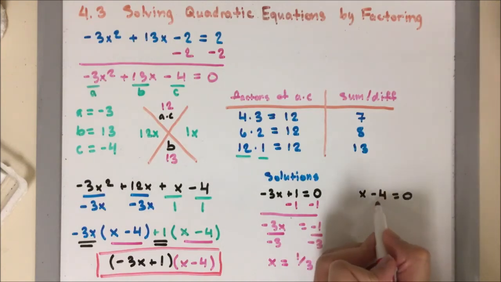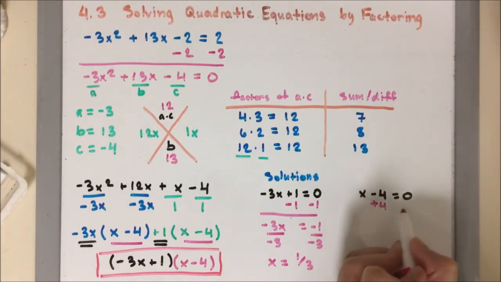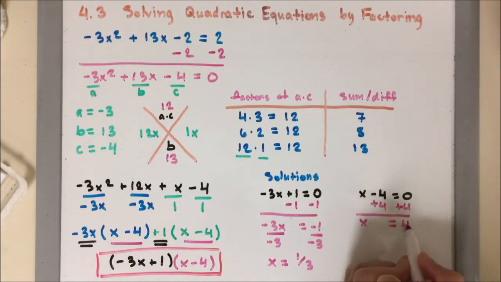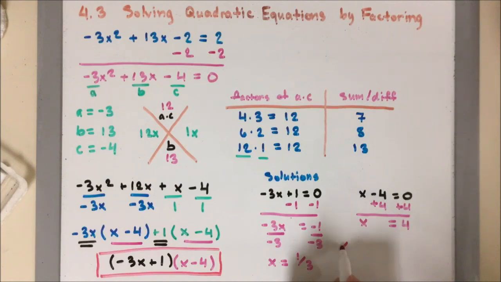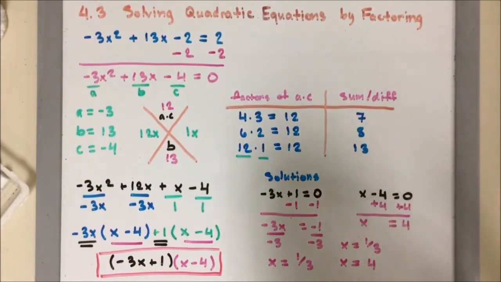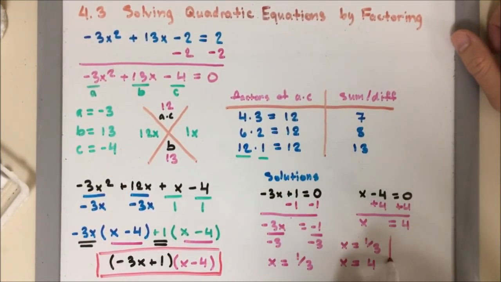Over here, to cancel out the minus 4, I'm going to add 4 to both sides, and it's going to be x equals 4. So my 2 answers are x equals positive 1 over 3, or 1/3, and x equals positive 4. And then let me box that up. So here are my 2 solutions, or my 2 answers. x equals 1 over 3, or 1/3, and x equals 4. So again, you do this part when you're looking for solutions.